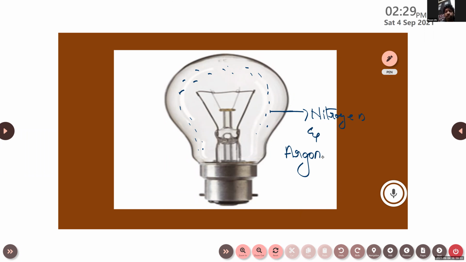To enhance the life of the bulb, so that the bulb will work for a long time. It increases the lifetime of the bulb. That's why we fill these empty spaces of the glass case with nitrogen and argon gas. It enhances the lifetime of the bulb.